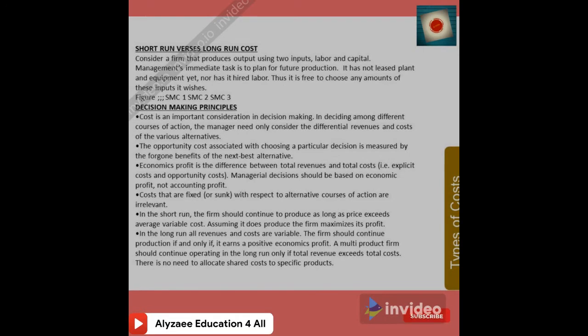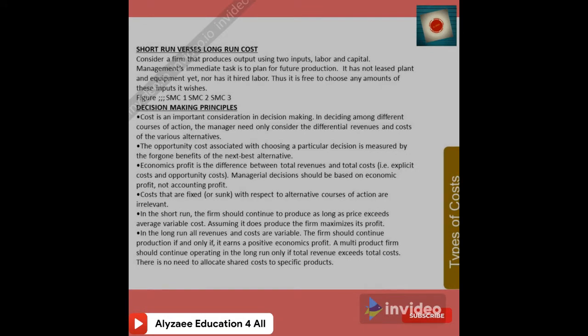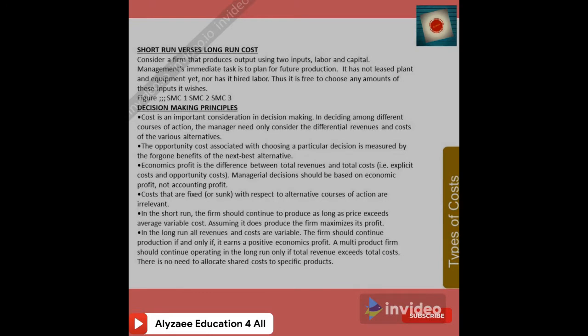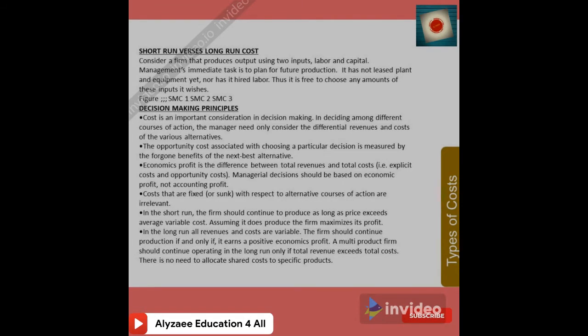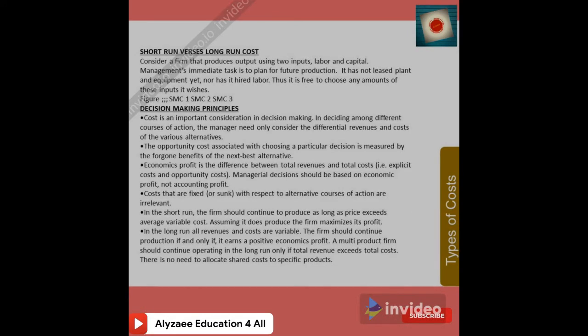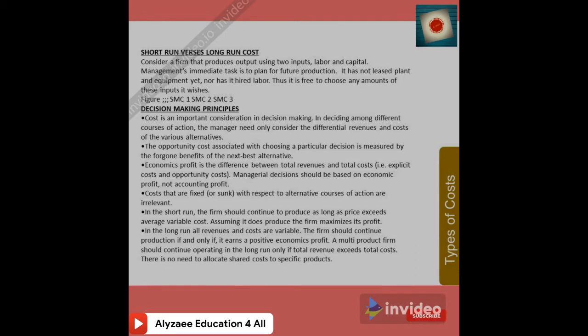Decision making principles की बात आती है. Cost is an important consideration in decision making. In deciding among different courses of action, the manager need only consider the differential revenues and costs of the various alternatives. The opportunity cost associated with choosing a particular decision is measured by the foregone benefits of the next best alternative. So, economic profit is the difference between total revenue and the total cost.